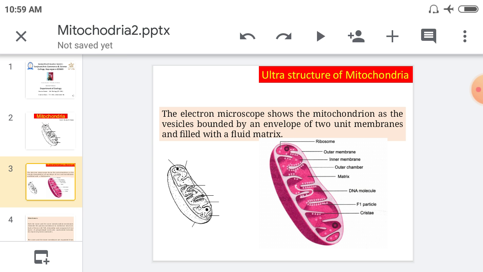The microscope shows the mitochondria as a vesicle bounded by an envelope. It means a vesicle is present, and this vesicle is bounded by one envelope of 2-unit membrane and filled with fluid matrix. It means the 2-unit membrane is present here, the inner membrane and the outer membrane, and the inner membrane is filled with the fluid matrix. This is the structure of the mitochondria, and there are different parts present here.